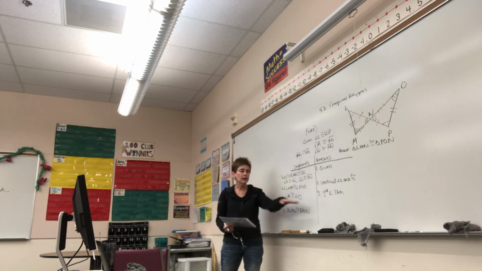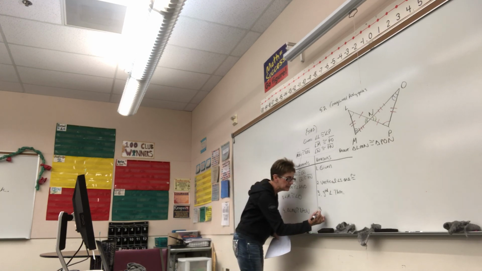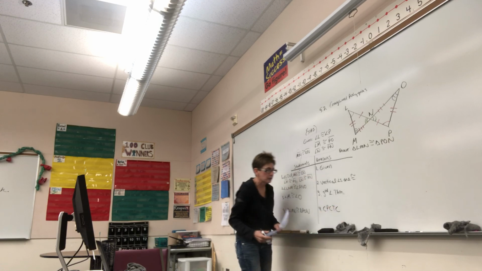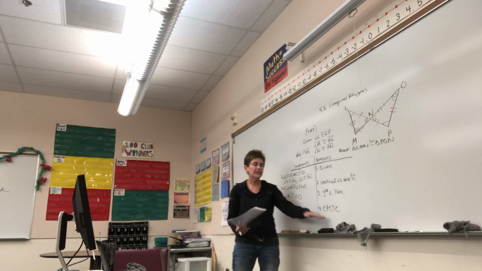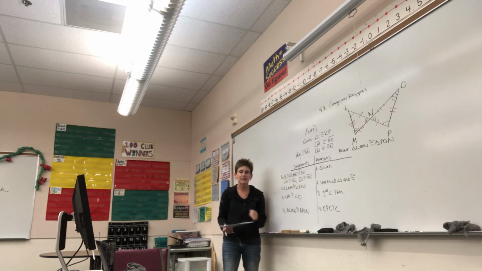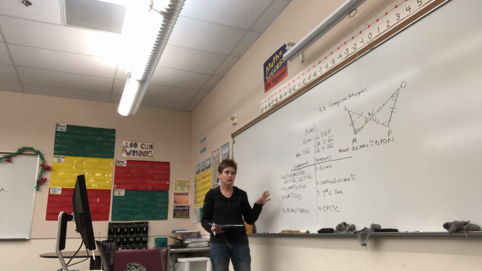So the shortcut way of saying that the 2 triangles are congruent, our reason is because corresponding parts of congruent triangles are congruent. Once we have all 6 pairs of corresponding parts congruent, we are allowed to say that the 2 triangles are congruent. So you guys have just finished your first proof.